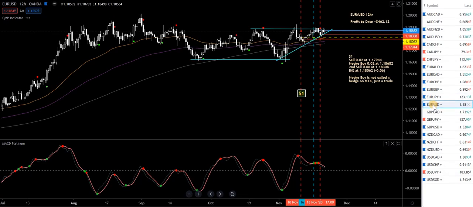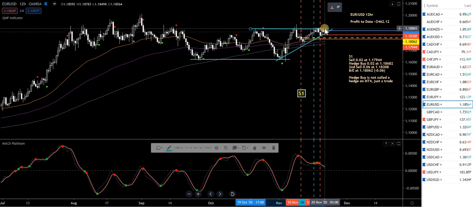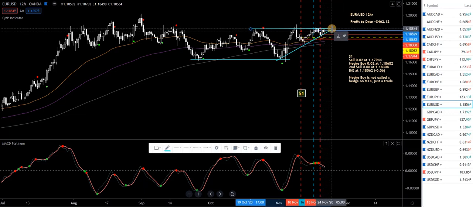Euro USD, sequence 1, we're all above the MACD, platinum's above the 0 level, same sort of deal, resistance, support levels, trend lines. So we've had a sell, hedge buy, second sell, and it's gone up against me and it's still having trouble breaking through this level up here.